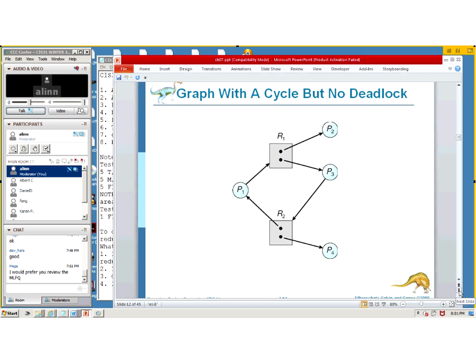Here they're showing one with no deadlock. Okay, well, why is it no deadlock? Because P4 doesn't need anything. Therefore, it will eventually release this resource. P3 can get it and release this resource. P1 can get that and release this resource. So, it's not a deadlock.